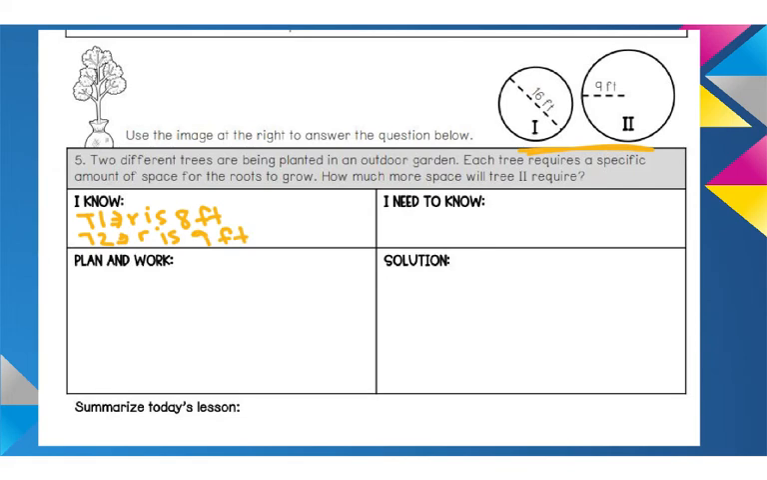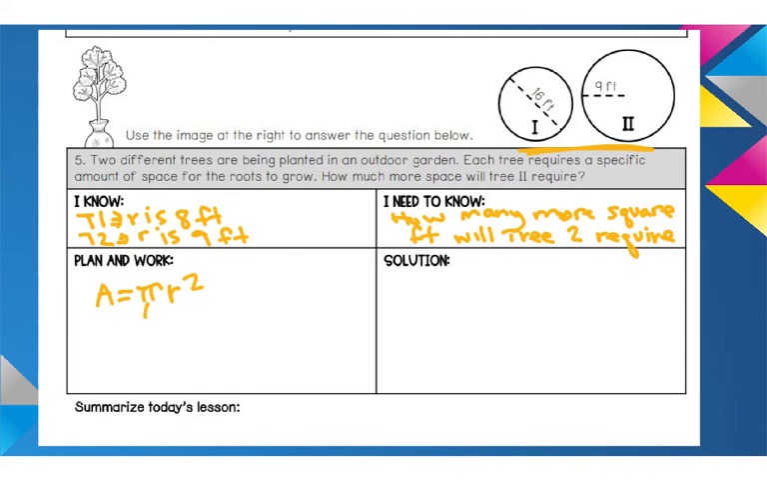What we need to know is how many more square feet will tree 2 require? All right, so we're going to go ahead and plan and work. We're going to find the area of tree 1, and remember, area is equal to pi r squared, so we're just going to plug in our values.